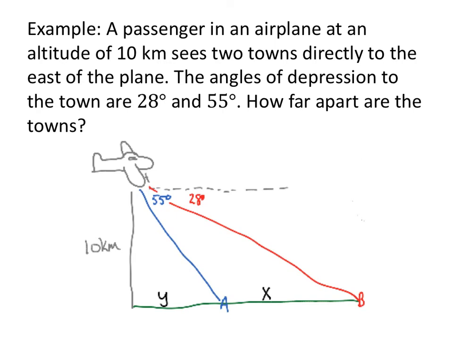A passenger in an airplane at an altitude of 10 kilometers sees two towns directly east of the plane. The angles of depression to the towns are 28 degrees and 55 degrees. I want to know how far apart are A and B. Alright, so angle of depression, if I'm looking out, depression, I look down. So from a horizontal, this angle is 28 and this angle is 55.